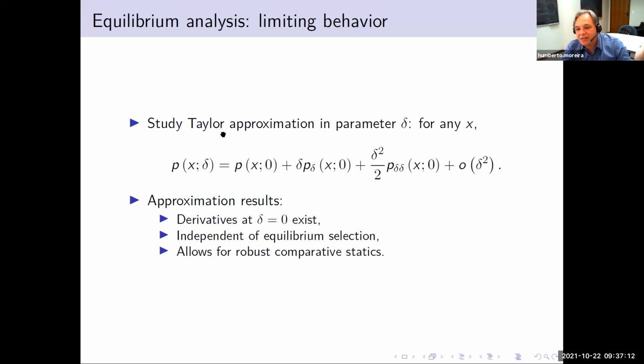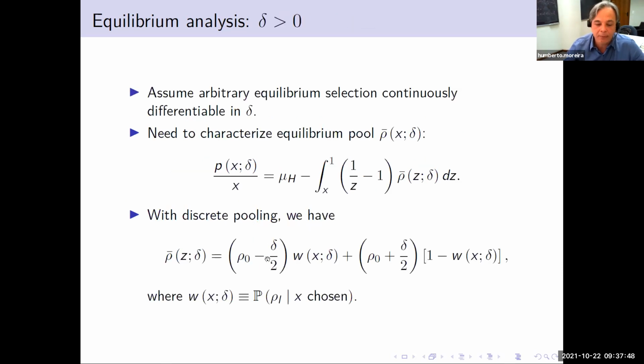What I do is the standard Taylor approximation, but in terms of delta. I'm going to approximate the price function in terms of this delta parameter, right? So I can take this at 0, which is the one-dimensional equilibrium, the first order term, the second order term, and a term that is small of delta squared, right? This approximation result, we show formally in the paper that the derivative at delta equals 0 exists, and it is independent of the equilibrium selection. That is very important. I'm not relying on a specific equilibrium, and this allows for robust comparative statics, right?